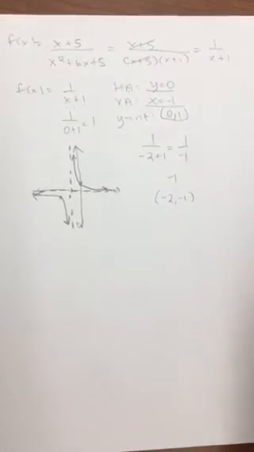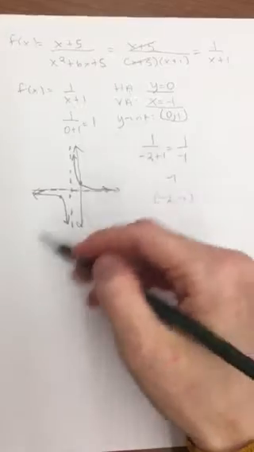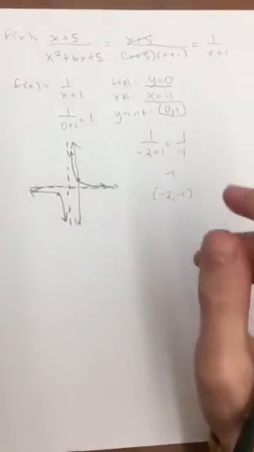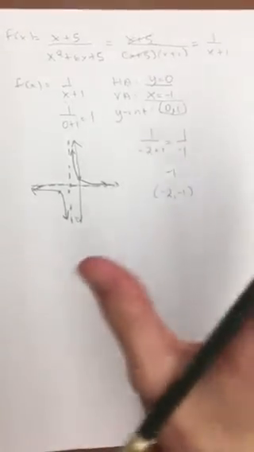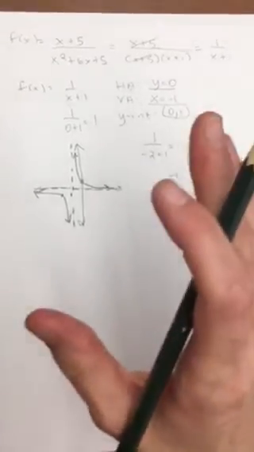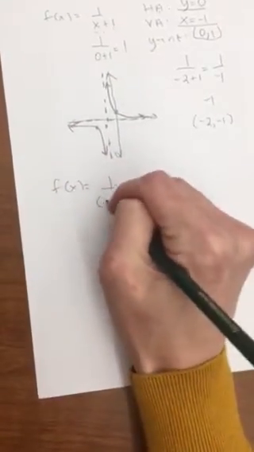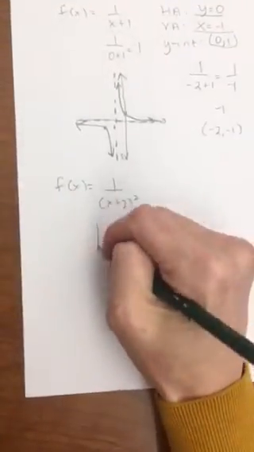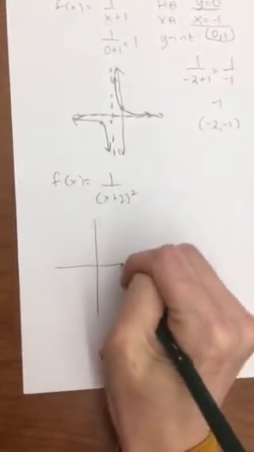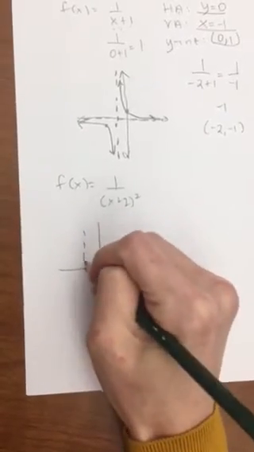And most rational functions follow the same trend. The only time you see rational functions behaving a little bit differently is when you see something like this: f of x equals 1 over (x plus 2) squared. And if you think about what is going on with this function, I have a vertical asymptote at -2.